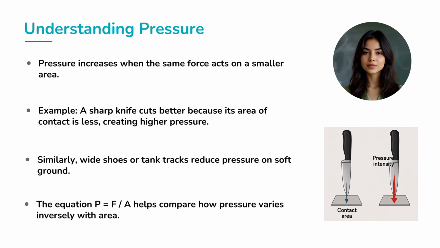over the surface. The same rule applies in engineering and daily life. Tank treads are wide to reduce pressure on soft soil, while nails have pointed tips to increase pressure and pierce wood easily. The relationship stays the same, P equals F divided by A. The smaller the area, the greater the pressure. The larger the area, the smaller the pressure. As the diagram shows, pressure distribution changes dramatically with area, even when the total force remains constant.